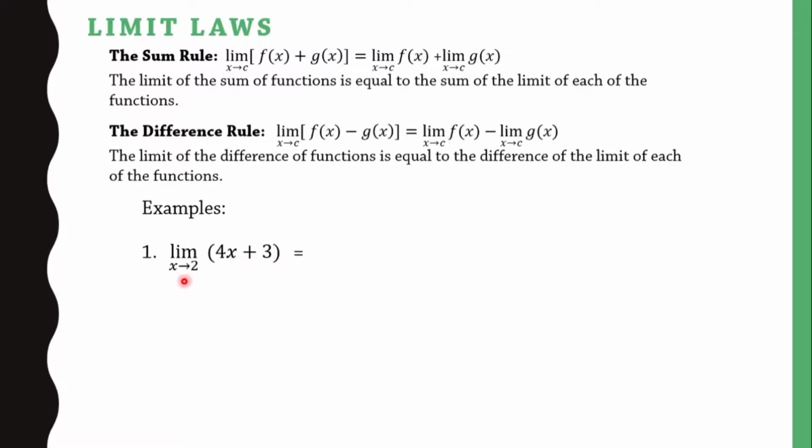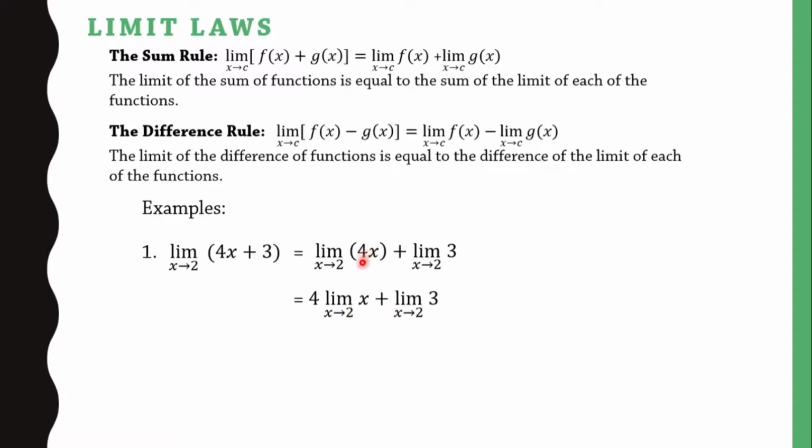So, let's go back to the example. Limit of 4x plus 3 as x approaches 2. We will separate 4x and 3 and get the limit of these expressions one by one. First, we take the limit of 4x as x approaches 2, plus we take the limit of 3 as x approaches 2. Again, we have to further simplify the limit of 4x, so that will be 4 times the limit of x using the constant multiple rule, so that we will be able to get the limit of x.